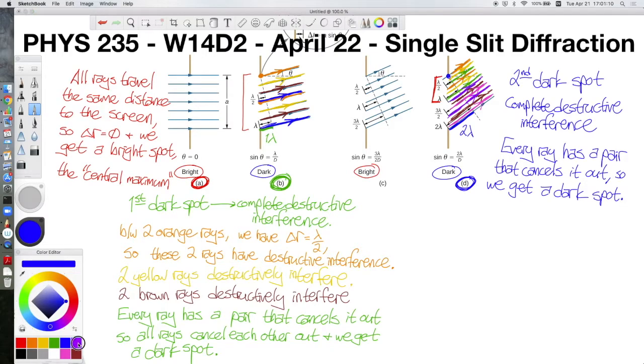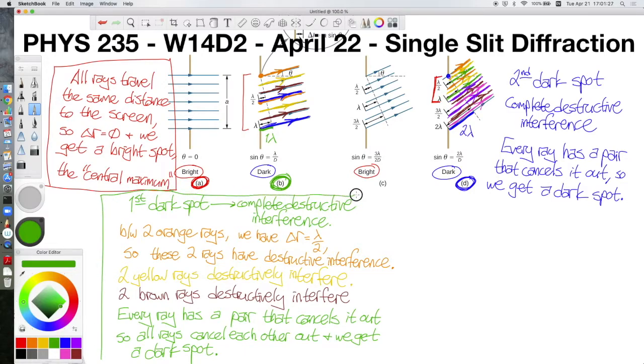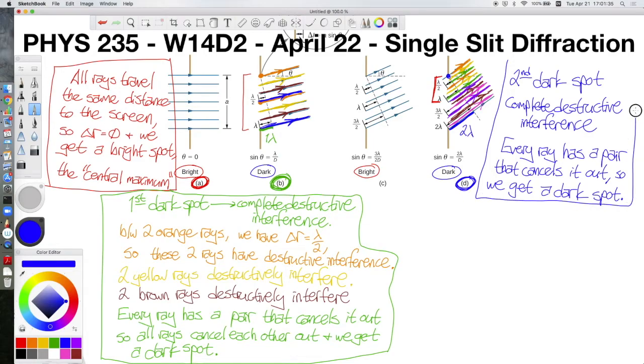So what might this look like when we're talking about a bright spot? The bright spot in the beginning, the central maximum, was pretty trivial to think about because all of the rays traveled the same distance. And it was kind of easy, or we're at least learning how to make it easy, to explain the dark spots where we have destructive interference, because all we need to do there is find a pair for every ray that cancels it out. But what about for a bright spot? So this will be the first bright spot after the central maximum.